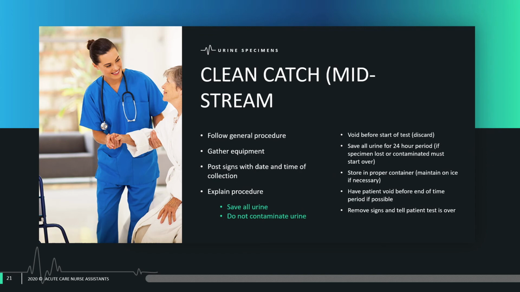Follow general procedure. Gather equipment. Post signs with date and time of collection. Explain procedure. Save all urine. Do not contaminate urine. Void before start of test. Discard. Save all urine for 24-hour period; if specimen is lost or contaminated, must start over.